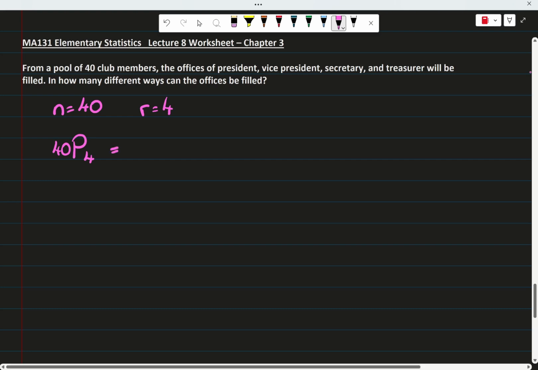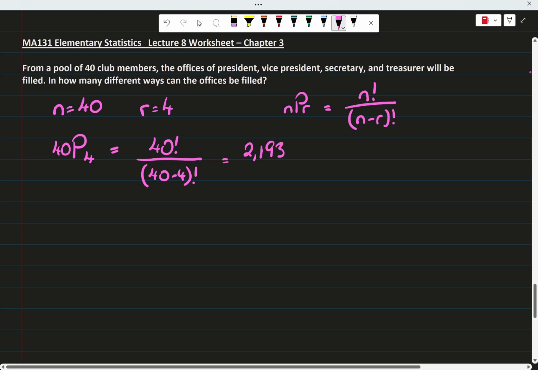Alternatively, we could use the formula. nPr is n factorial divided by n minus r factorial. So in this case, it would be 40 factorial divided by 40 minus 4, which is 36 factorial. And what you should find is that you end up with well over 2 million different combinations of selecting those 4 offices on this committee.